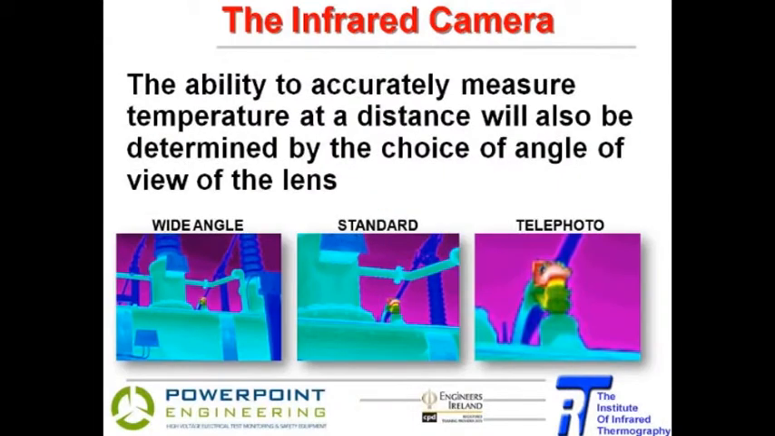The other thing is the angle of the lens. The ability to actually record that temperature or accurately measure it is going to depend on the number of pixels, but also the distance you are. And obviously the choice of angle is going to make a difference there. Wide angle, the target's actually at some distance. We may not be able to resolve detail on it.